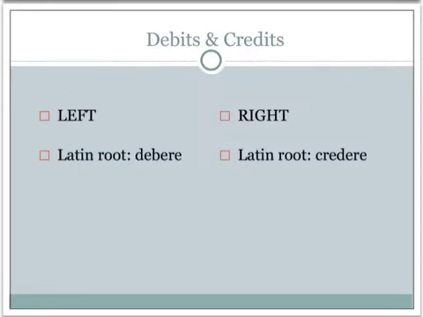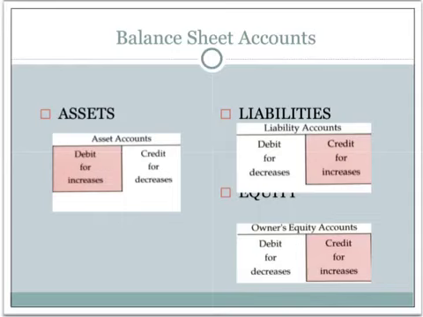Very simply put, debits are on the left side, and there's a Latin root word, debit. Credits are on the right side, and the Latin root word, credit. Very easy, debits is left, credits is right. It's that simple. If we take a look at this picture here, we can see assets, and we have a little diagram here that says asset account, debit for increases, and credit for decreases. The shaded area here says debit for increases. The shaded area means that debit is the normal account balance for assets.